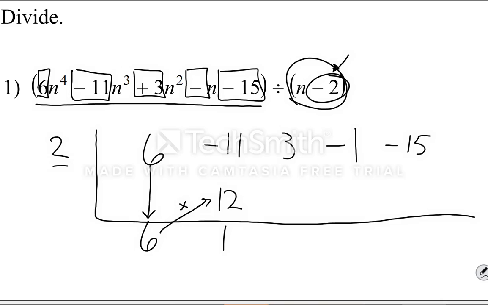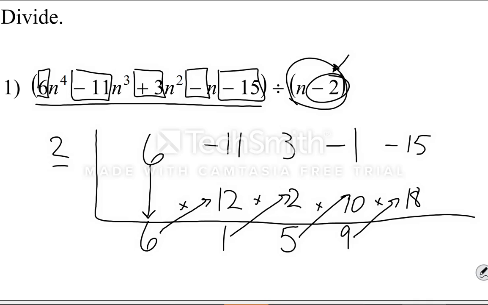Then I do the same process over again. 2 times 1 is 2. Then I add. 3 plus 2 is 5. Then I do the same thing again. I multiply. 2 times 5 is 10. Then I add. Negative 1 plus 10 is 9. Then I multiply by 2, and I get 18. Then I add and I get 3.